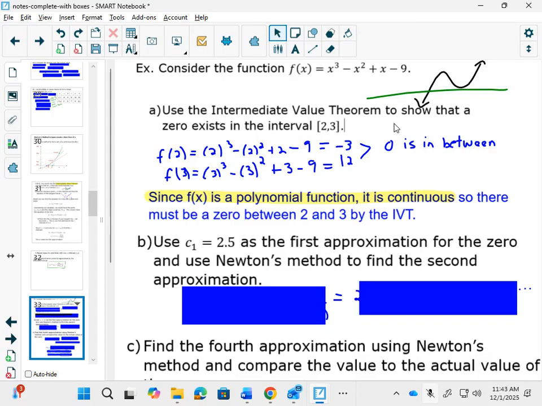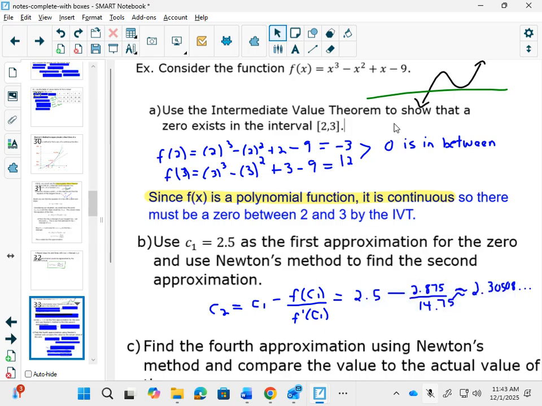So we're like, okay, how about 2.5? That seems like a good guess. You could plug 2.5 in. It's not going to give you 0. In fact, if you plug 2.5 into the equation, it's 2.875. It's not very good. The derivative at 2.5 happens to be 14.75. And I get 2.3 as a much better guess than my 2.5, according to this approximation. Okay?